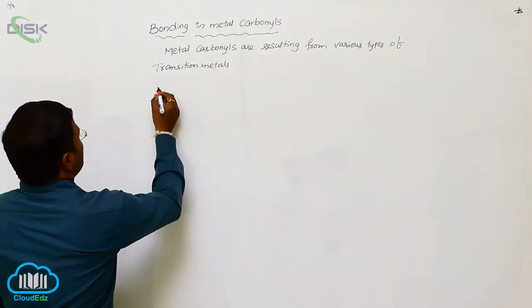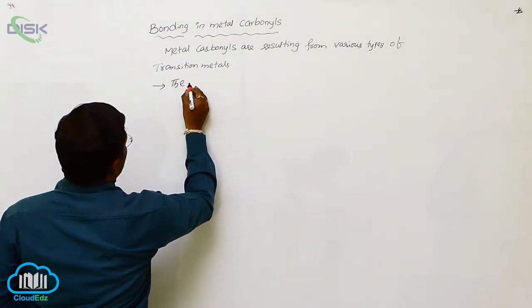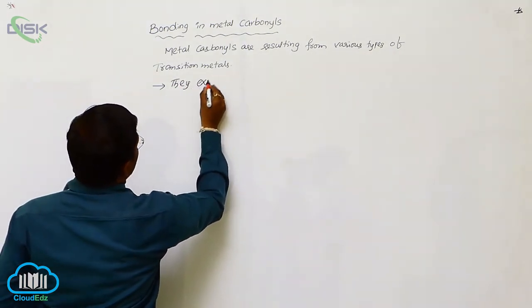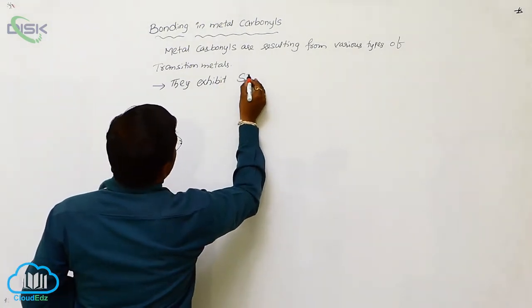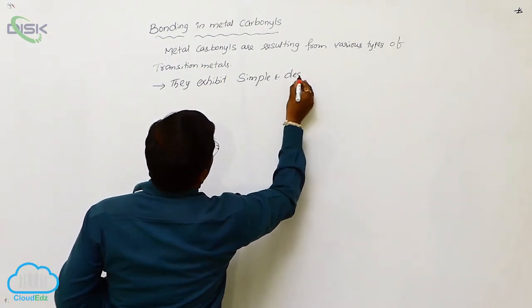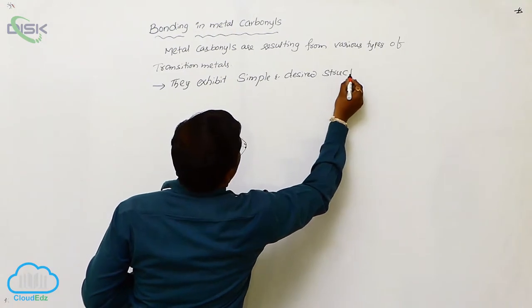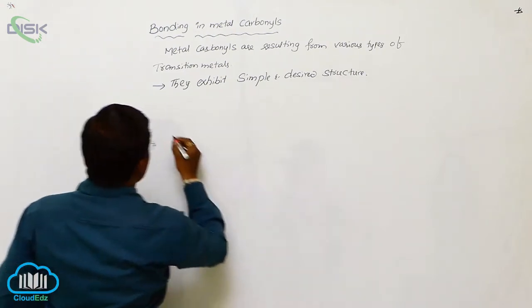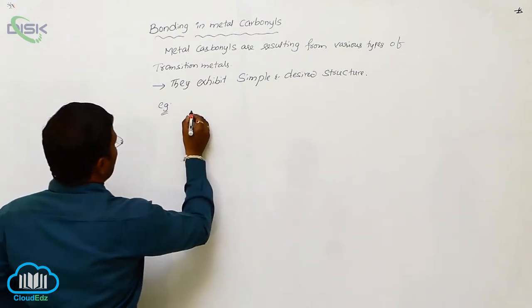Here, these metal carbonyls exhibit simple and desired structures. So let us have a few examples of these metal carbonyls.